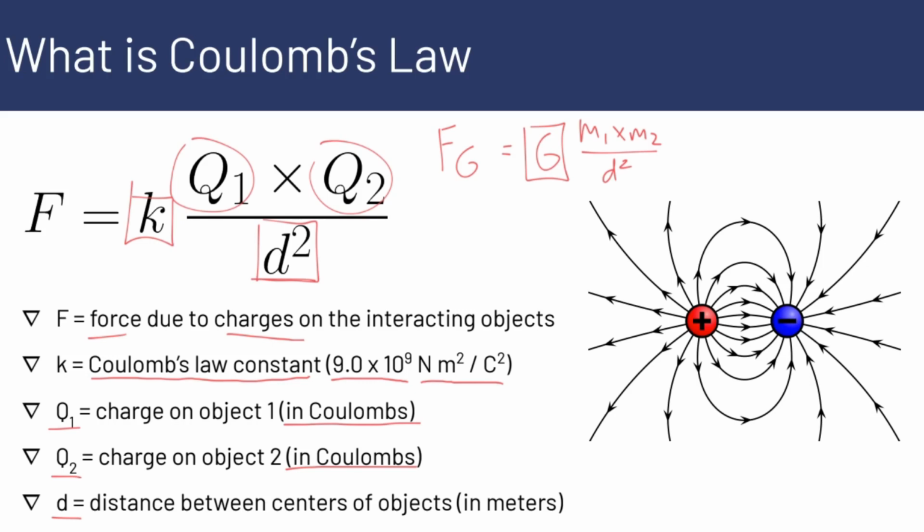So we have the charges on our two objects divided by distance squared, and then we have our force constant. Now the force constant in Coulomb's law is much stronger than the gravitational constant. So 9 times 10 to the 9th is way stronger than the gravitational force constant.